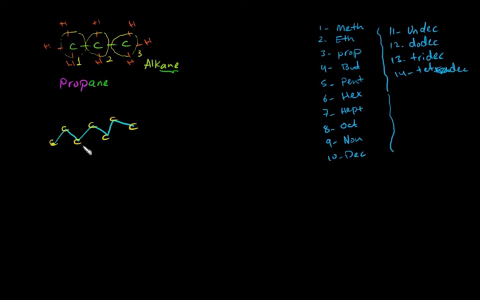So how many carbons do we have here? 1, 2, 3, 4, 5, 6, 7 carbons. So what is the prefix we need here? 7 is represented by hept. And because all bonds here are single bonds, we'll say here heptan. Alright, so this is heptan.